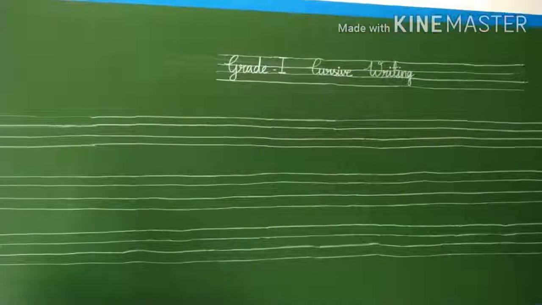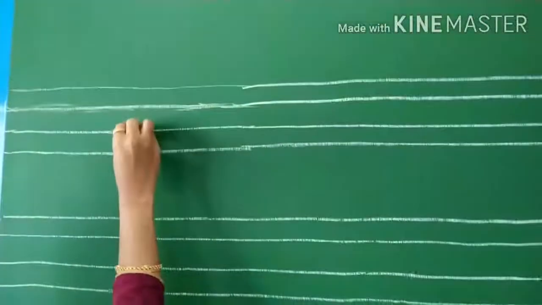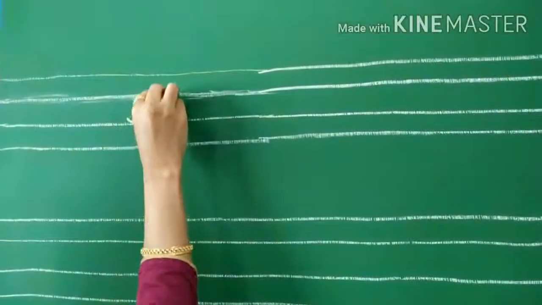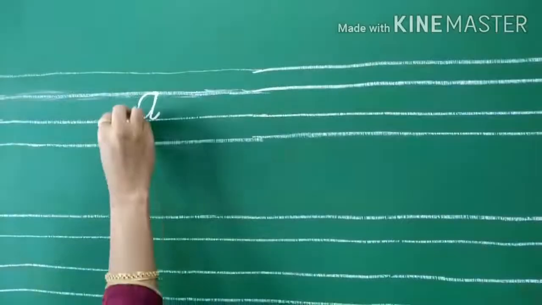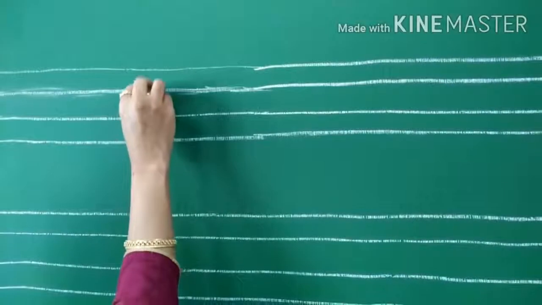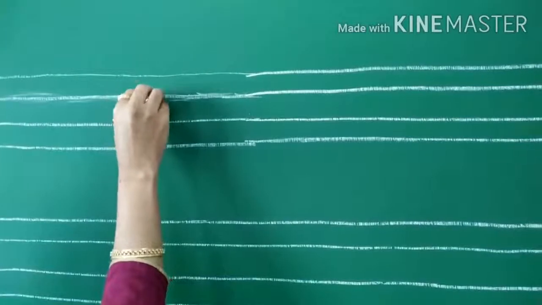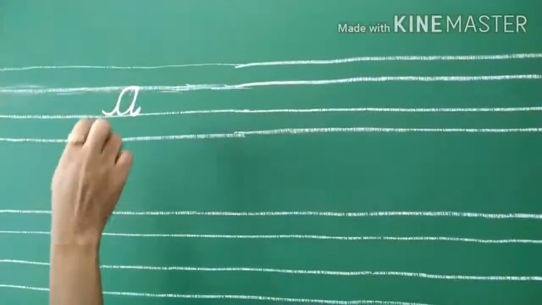Okay, children? So first it's A. How to write small a? Draw a curve, an oval, a straight line ends with a small curve. So draw a curve and an oval and again a straight line ends with a small curve, small a.